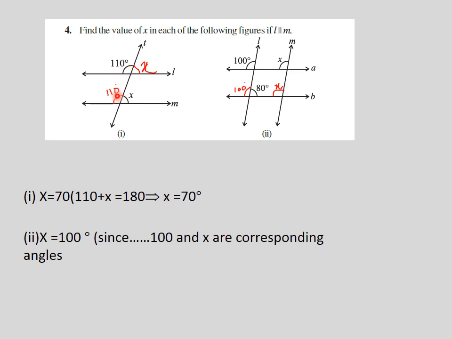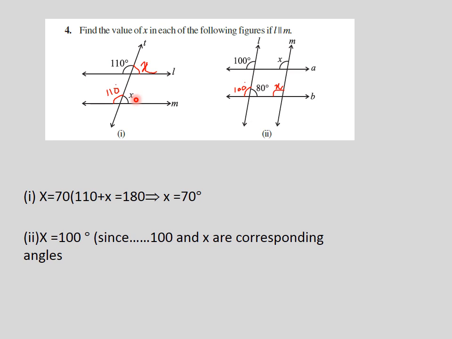So, when this is 110 degrees, what is the x value? Very easily we can find out because 110 plus x is equal to 180 degrees. There is no property required here because M is a straight line. So, x must be 180 minus 110. So, the x value is 70 degrees in the first problem.